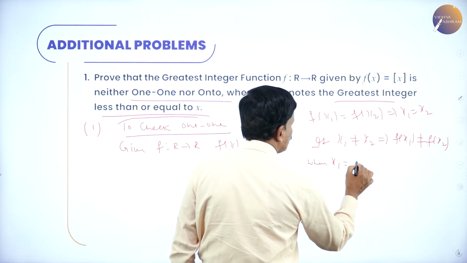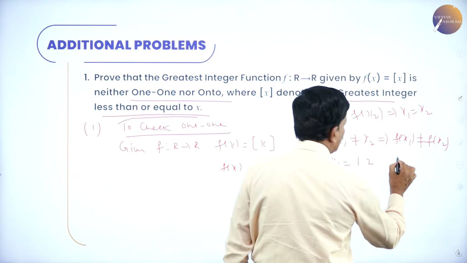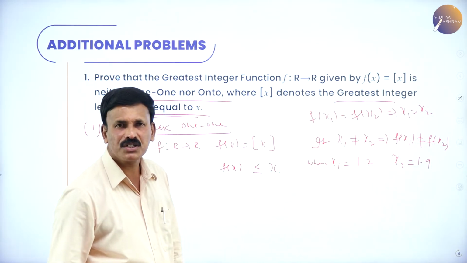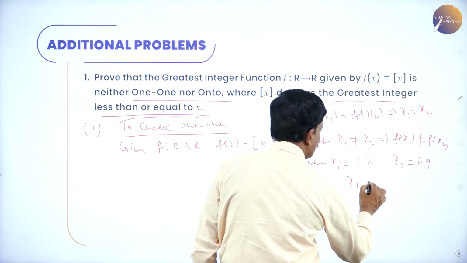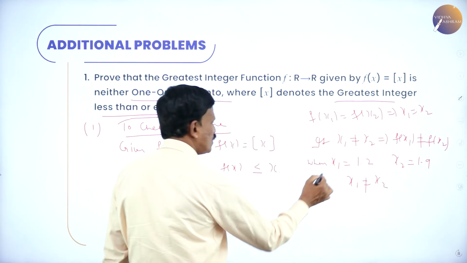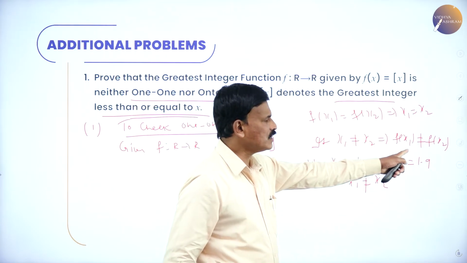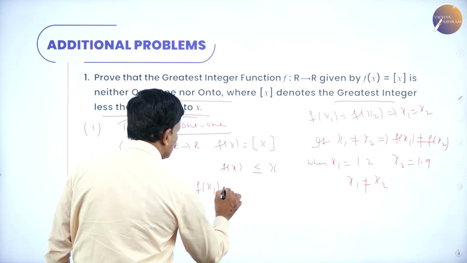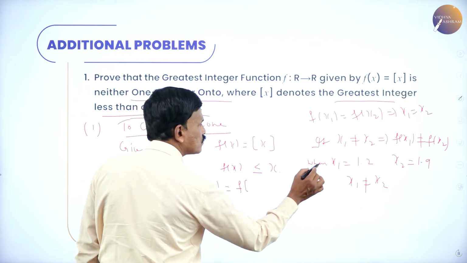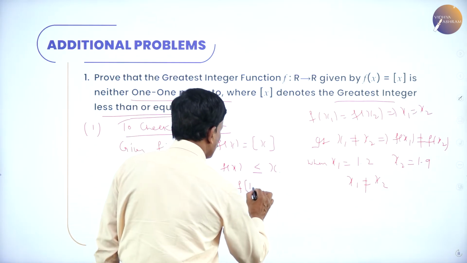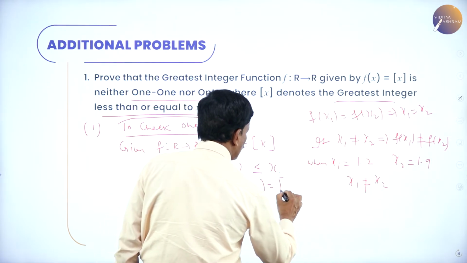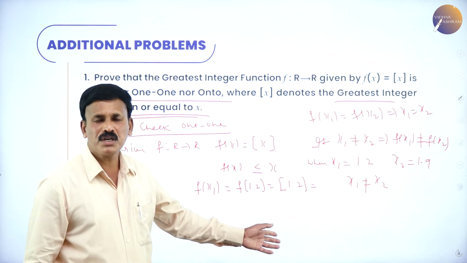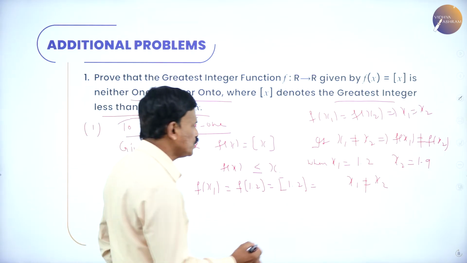Suppose x1 is equal to 1.2 and x2 is equal to 1.9. Let me take x1 not equal to x2. In this case, x1 is not equal to x2. Now, when x1 is not equal to x2, what should we get? f of x1 is also not equal to f of x2. Now, f of x1, what is x1? 1.2. So, the greatest integer value of 1.2, as I told, which is less than or equal to 1.2, is 1.